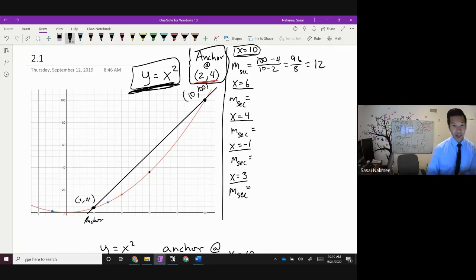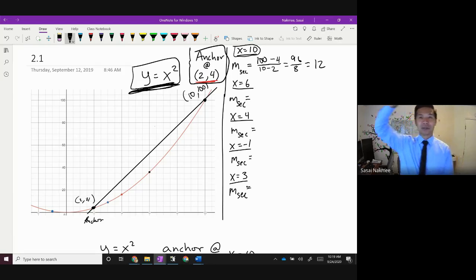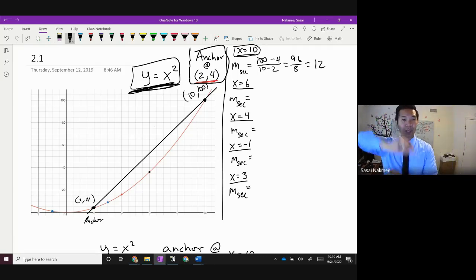And what does that necessarily mean? The slope of this secant line is equal to 12, right? That means it's changing with a height of 12 for every x value of 1. So it goes up 12 over 1, up 12 over 1. And that's that slope there.